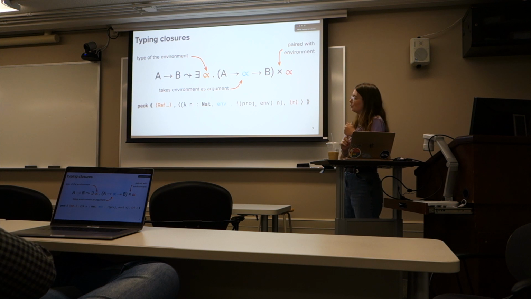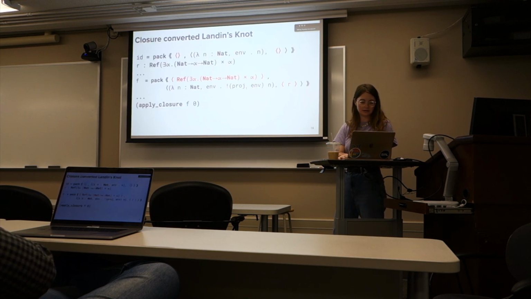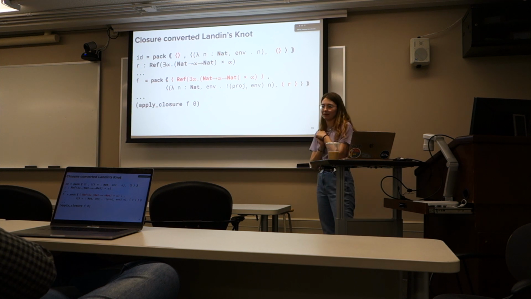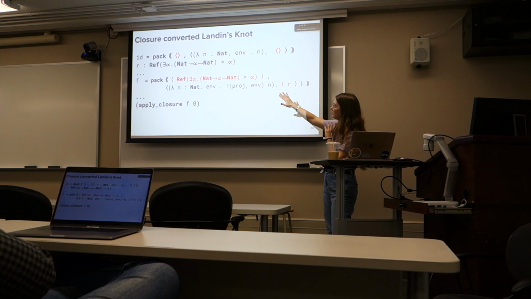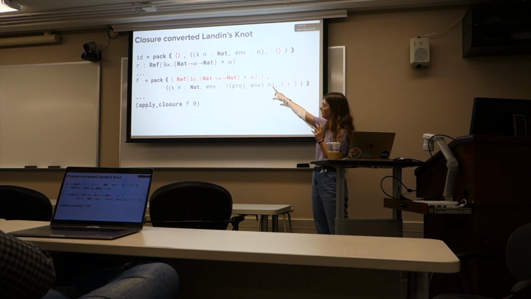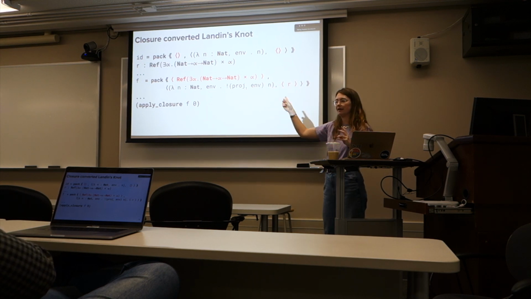Because this will be important to my next point. I don't know how many people have seen typed closure conversion, but it's pretty common. So let's come back to our example and see it closure converted. There's a lot here. What I really want to draw your attention to is what's in magenta, that we have two different closures here. We have ID and F.